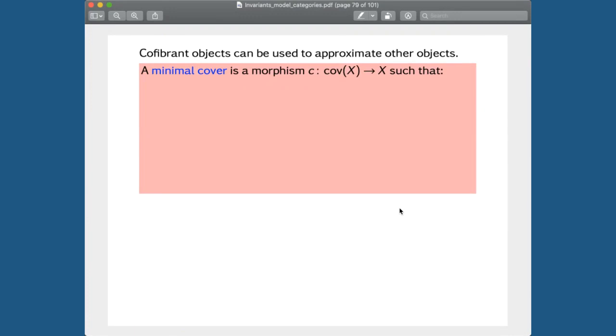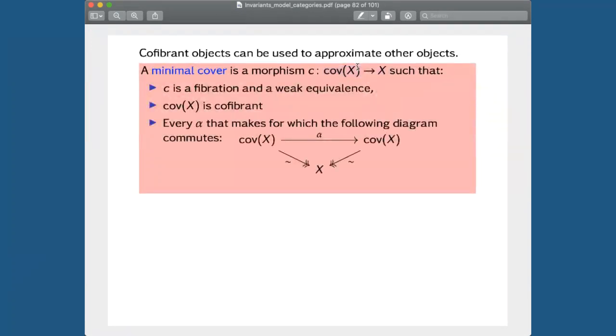I will explain this meaning of approximation. A minimal cover is a morphism. You start with some object X and you want to approximate it. I want that approximation, this map C, to be a fibration and a weak equivalence. I don't want to change the homotopy type of my object. But I want this to be cofibrant, right? I want to approximate arbitrary X by a cofibrant object. And I want this to be minimal in a way.